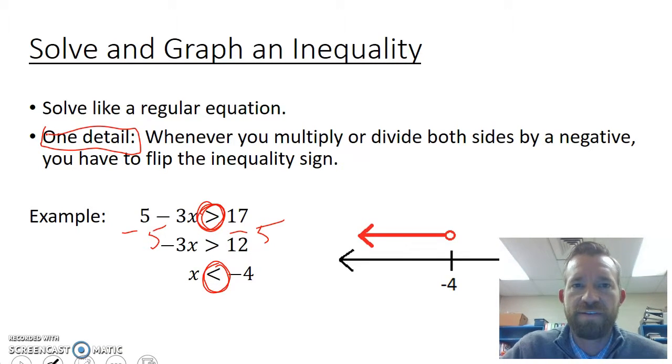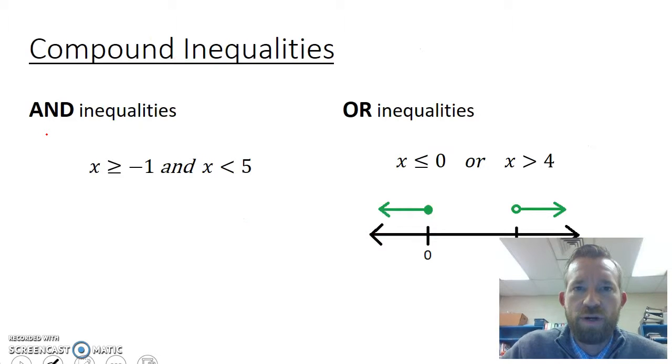Typically, we'll ask you to graph it as well, and so we've shown that here with an open dot shading to the left of -4. Compound inequalities are inequalities that have multiple pieces to them. So here we have an AND inequality and an OR inequality.